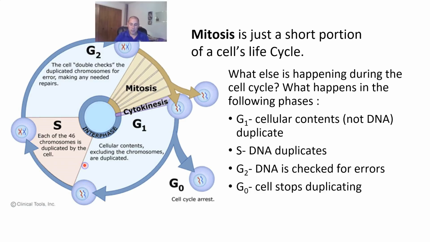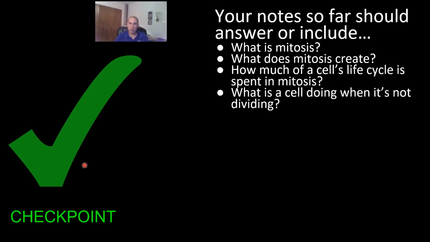So our next thing, check your notes, make sure you know what mitosis is, what does mitosis create, how much of a cell's life cycle is spent in mitosis. You might have to do a little research there. I mean, like percentage. Is it a big part, is it a small part? And then what is the cell doing when it's not dividing? So that goes right back to the picture we just looked at.